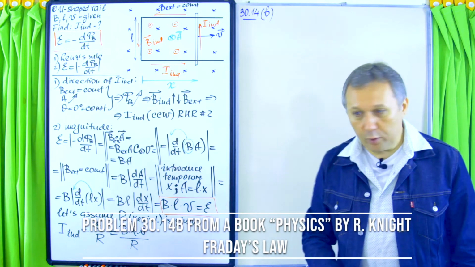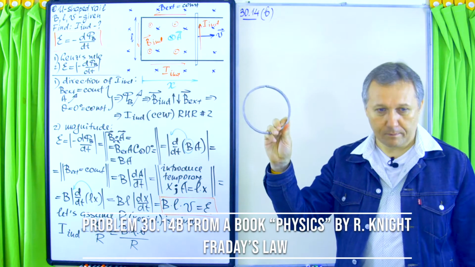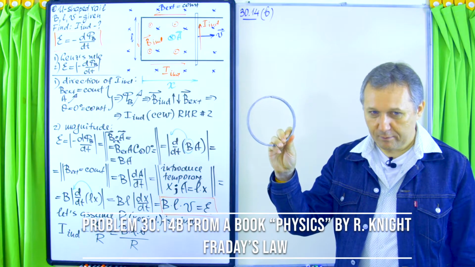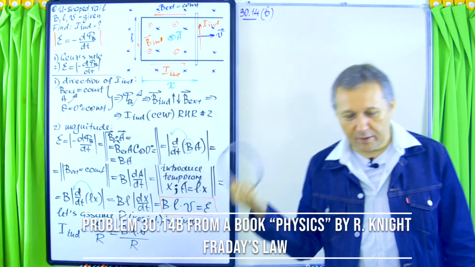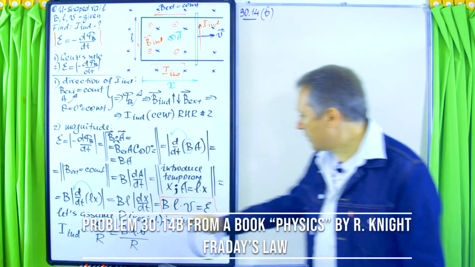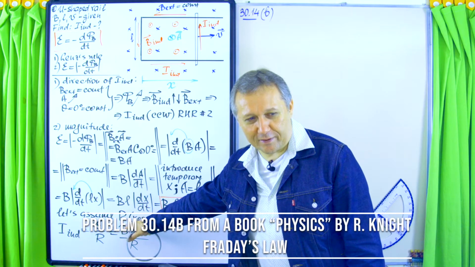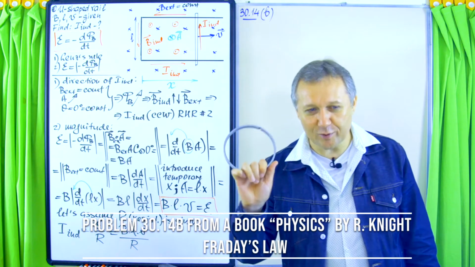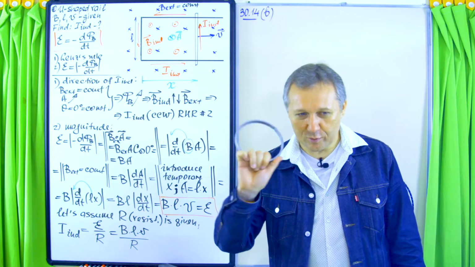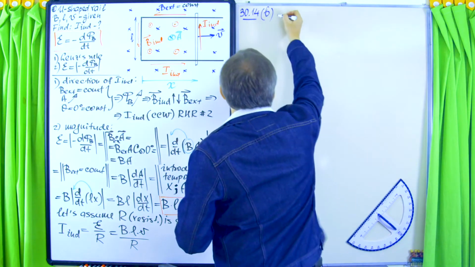A circular loop. Where is my circular loop? Here. A radius is given. And usually we use R capital to show the radius of this circle, right? But R capital is usually more often used to denote the resistance. So we're going to use R sub 0 to denote the radius of the loop. So we have a conducting circular loop.